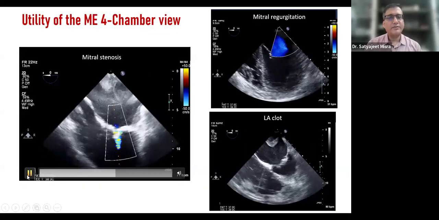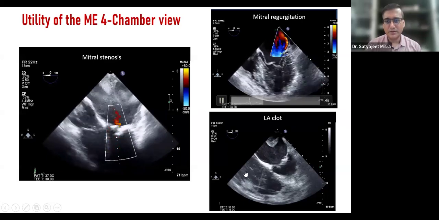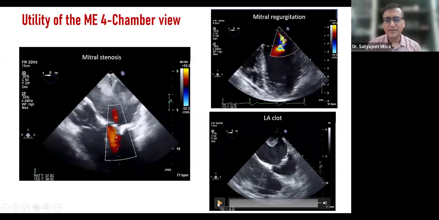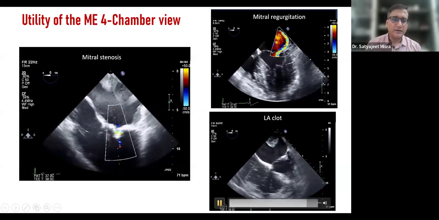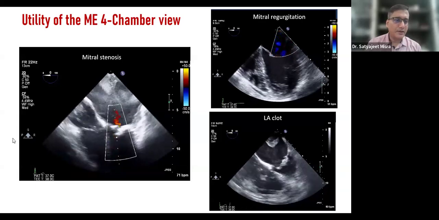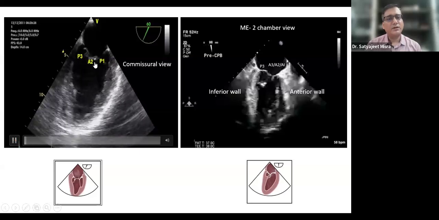What is the utility of the 4-chamber view? It's quite a useful view. Like I said, it's very well aligned with the Doppler. So you can quantify the severity of the stenosis or the severity of the regurgitation by measuring the vena contracta or the PISA. Also, you can look for any LA clots, whether in the appendage or in the roof of the LA. When you rotate the multiplane angle further to 60 degrees, this is called a commissural view.